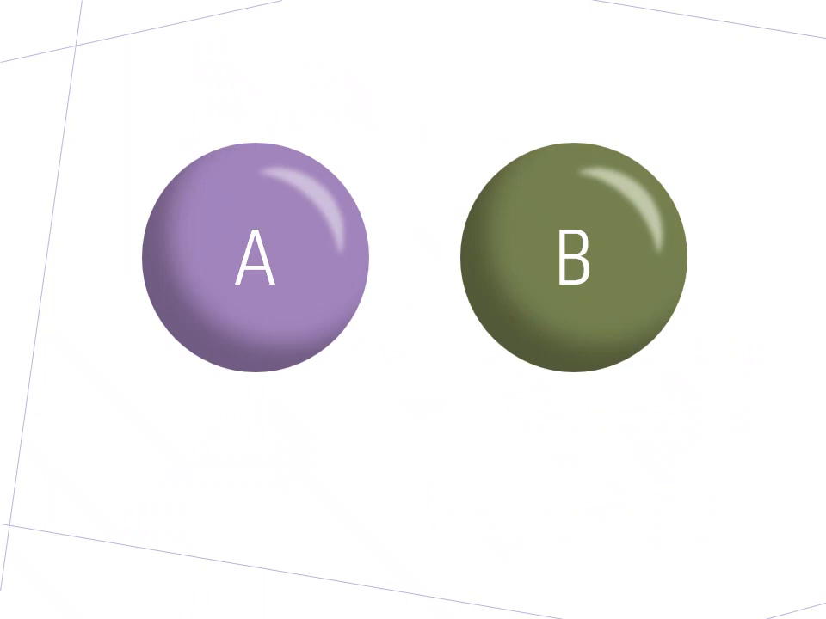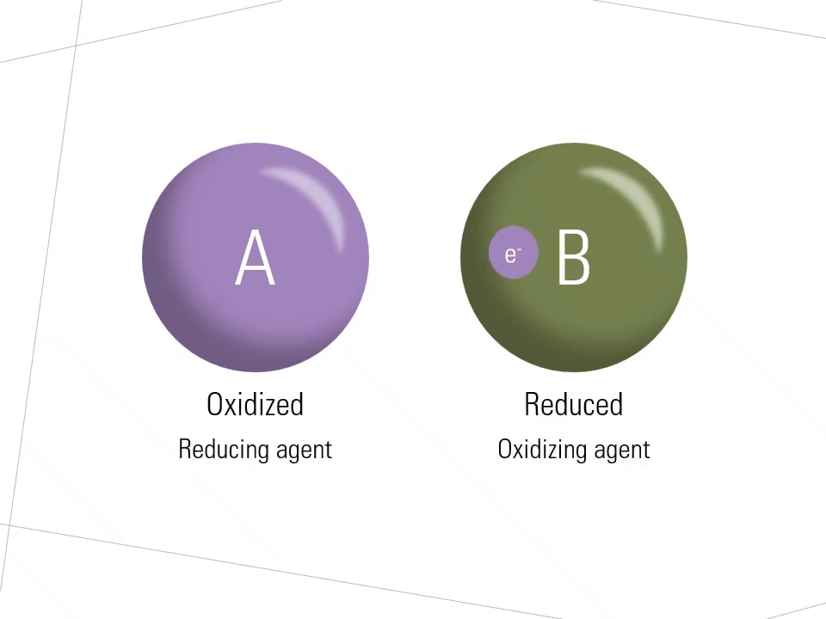As we mentioned, the thing that's moving from one atom to another during redox reactions is an electron. In this example, an electron will move from atom A to atom B. This will result in atom A being oxidized, because remember, oxidation is loss, and atom B being reduced, because reduction is gain. We can also refer to the oxidized atom as the reducing agent, because it reduced the other. And we can refer to the reduced atom as the oxidizing agent, because it did the oxidizing.